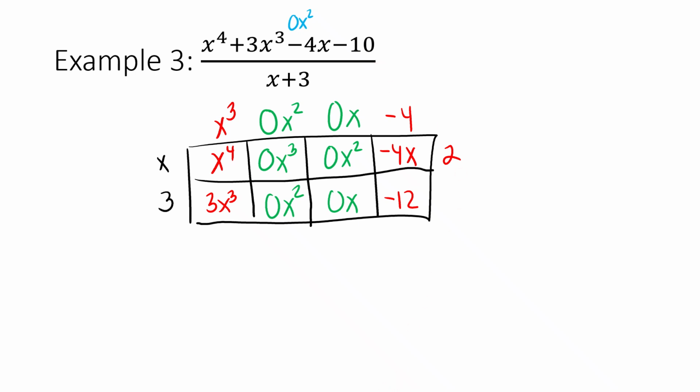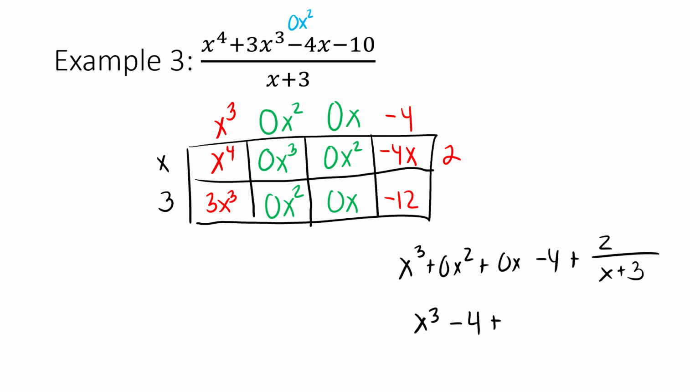And then you have a couple options for how you'd like to write the answer. If you'd like to preserve the zeros in there, and that'll be plus 2 over x plus 3, you can. But there's no reason to write the zeros, so you would be equally correct to just write x to the 3rd minus 4 plus 2 over x plus 3. And again, notice what I did there.